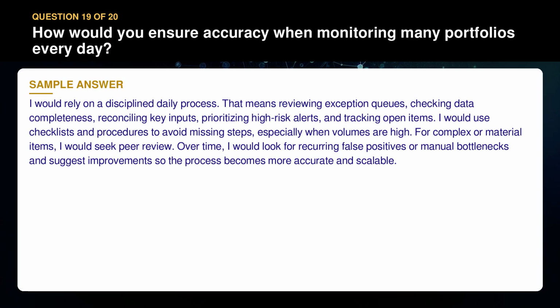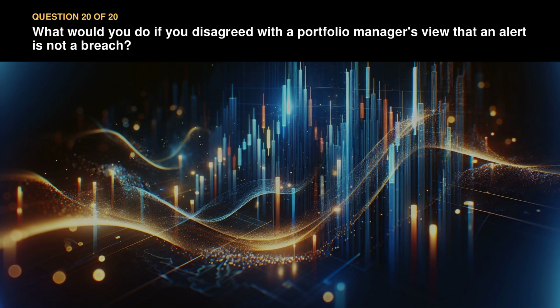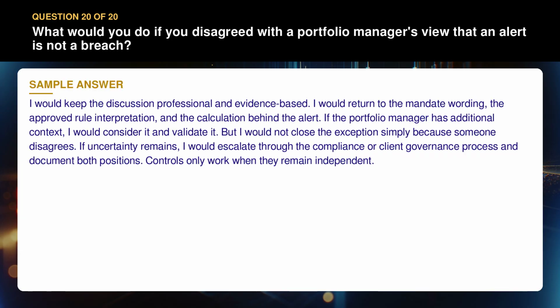Over time, I would look for recurring false positives or manual bottlenecks and suggest improvements so the process becomes more accurate and scalable. In your answer, talk about checklists, exception queues, reconciliations, data controls, prioritization, maker-checker review, aging reports, procedure adherence, automation, and continuous improvement. Question 20. What would you do if you disagreed with a portfolio manager's view that an alert is not a breach? I would keep the discussion professional and evidence-based.